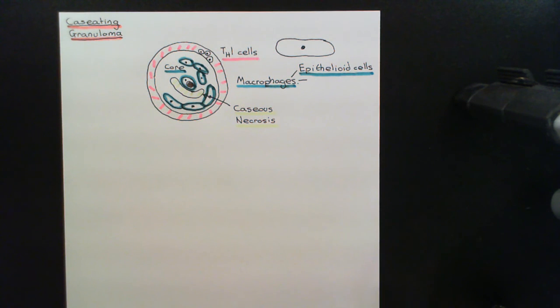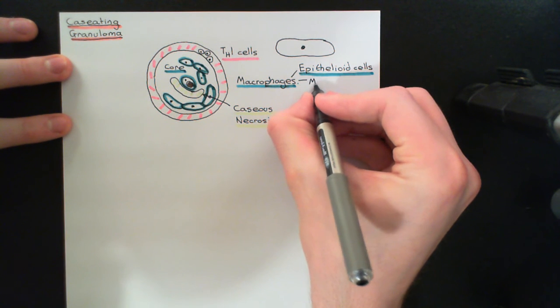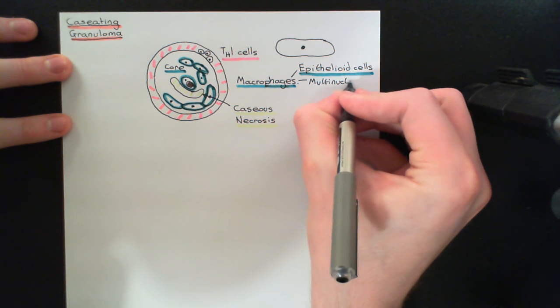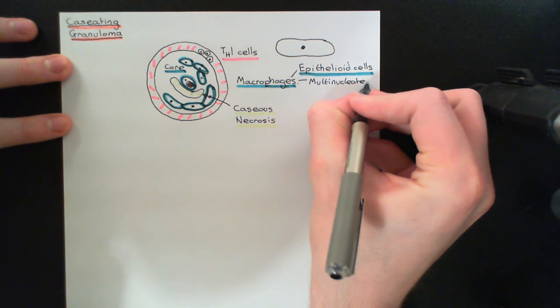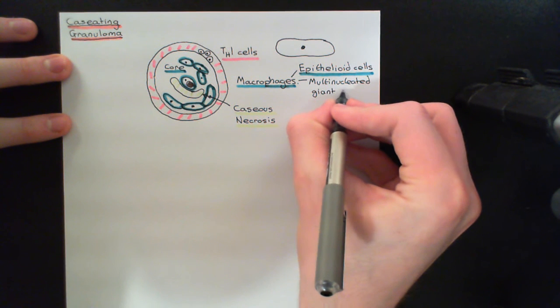That's what the formation of these granulomas is all about, trying to wall off Mycobacterium tuberculosis and prevent it from spreading any further. Another type of special cell that you can form from macrophages in granulomas are the multinucleated giant cells, and these form from a huge number of macrophages joining together.